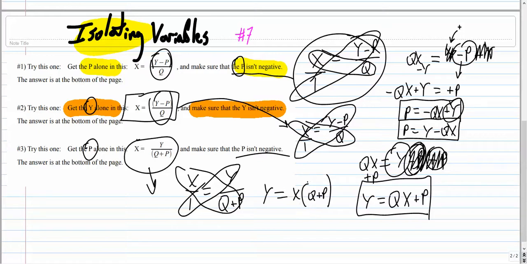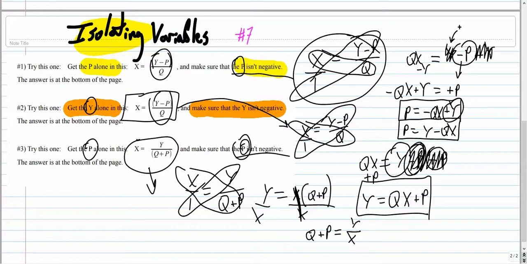So if I want the p by itself, I need to get rid of this multiplied x. This x is multiplied by these parentheses here. So I'm going to divide by x. That's going to cross it out. So now I've got q plus p equals y over x.